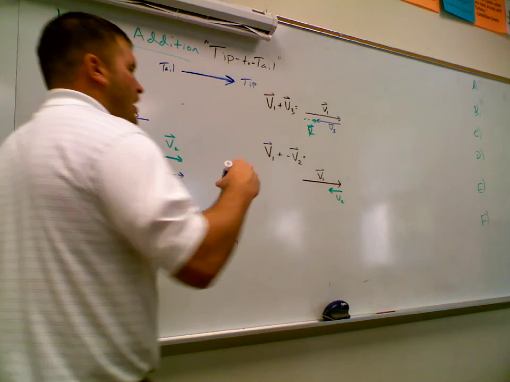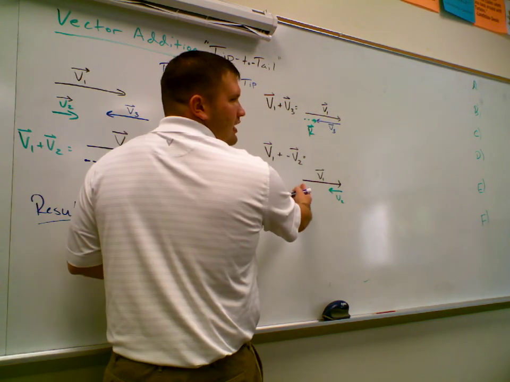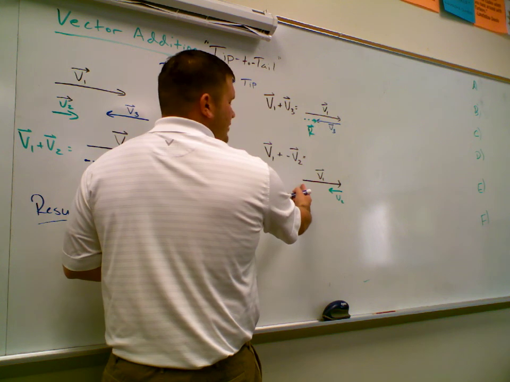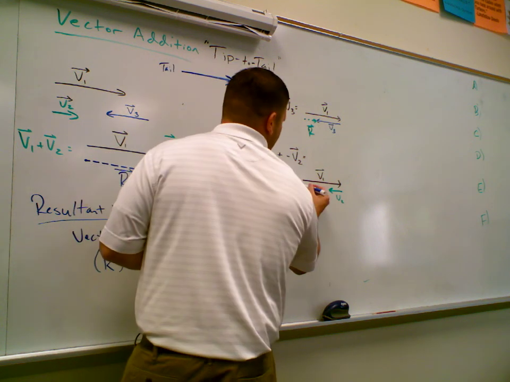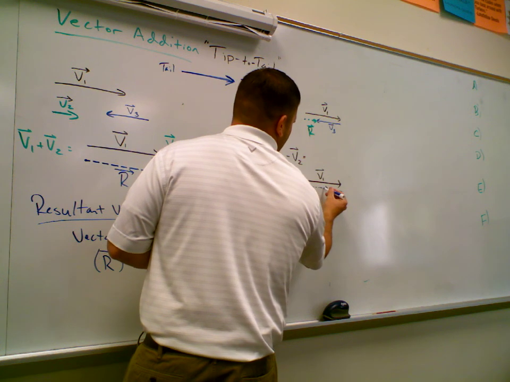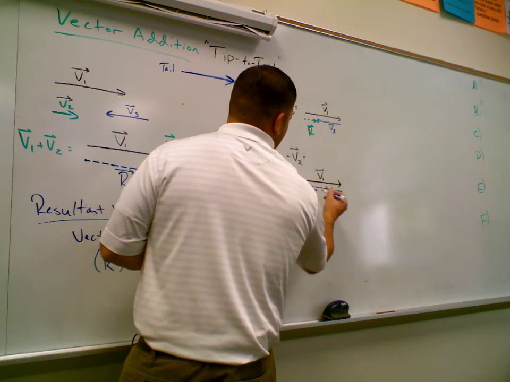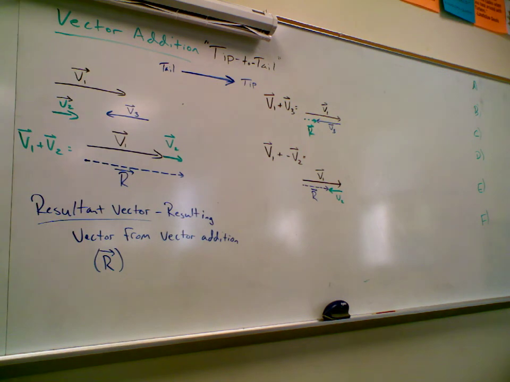Okay. So now, to find my resultant, we start where we started. We started at the tail of V1, right? And we ended at the tip of V2. Okay. So there's my resultant. Does that make sense, guys?